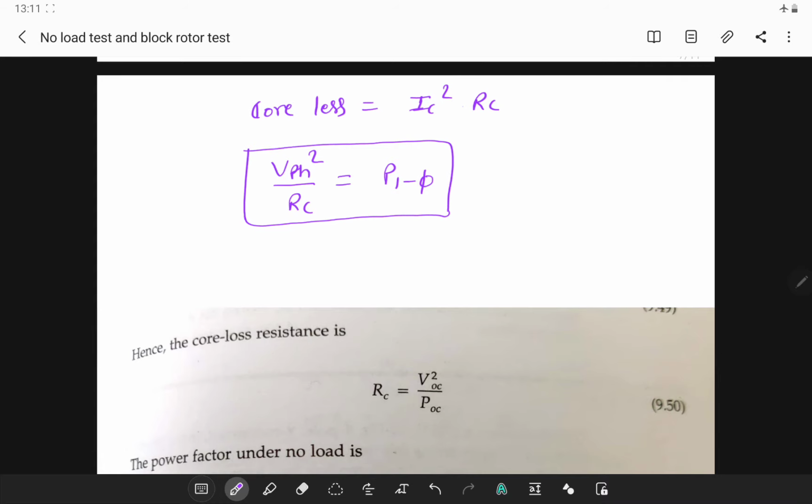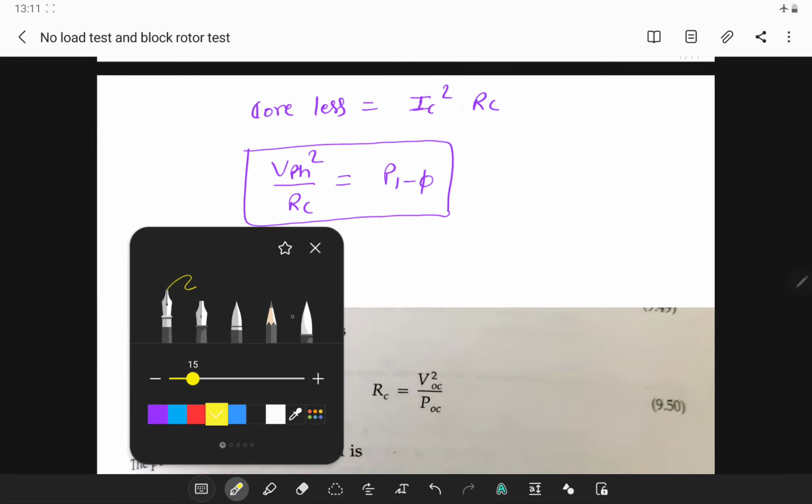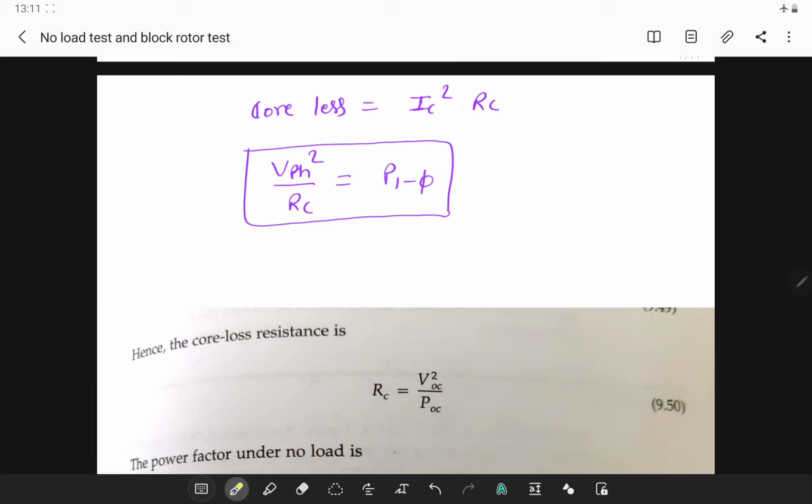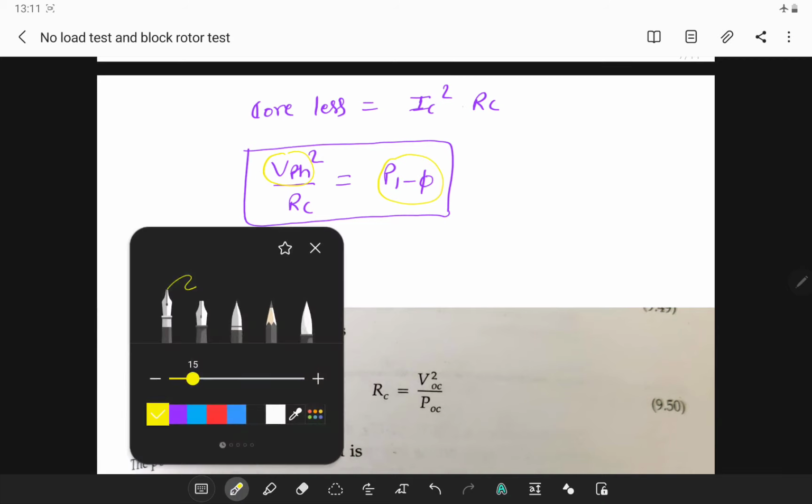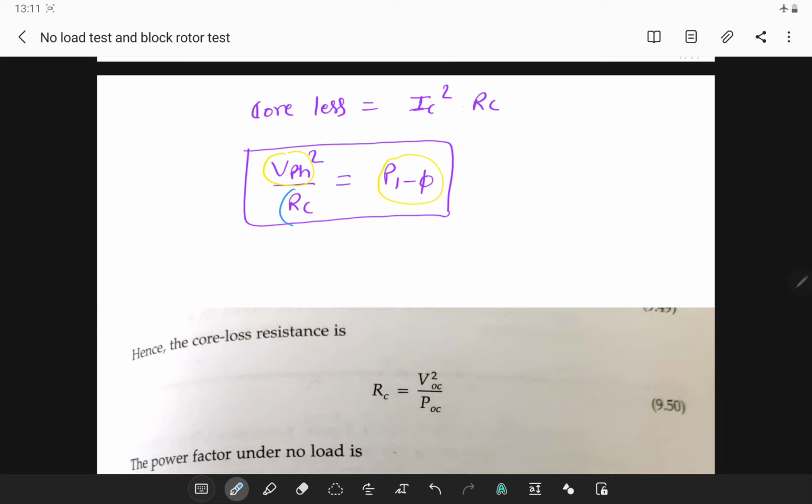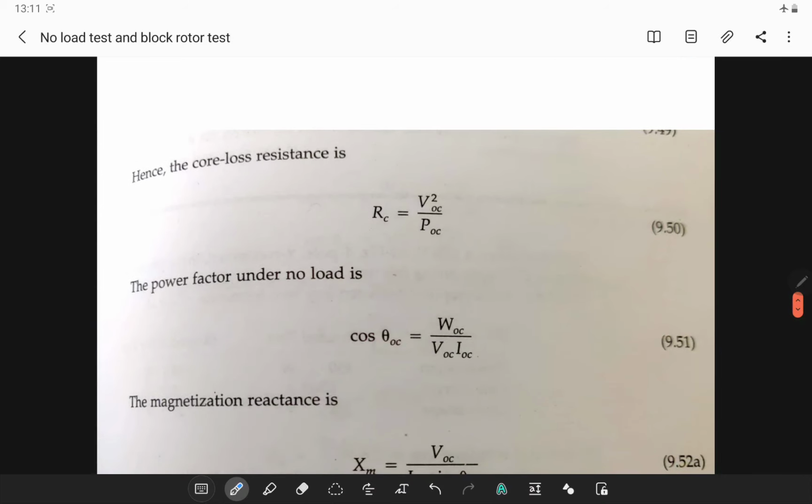Okay, so this is the first formula you need to remember to find the value of RC. I know the value of P single phase, I know the value of V single phase, so I will find the value of RC from here. Okay, so you can see in the book it is given RC is equal to VOC square by POC.